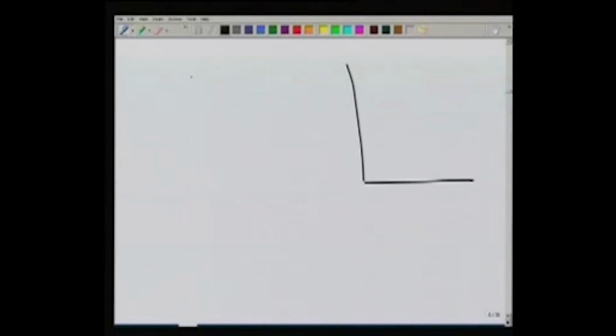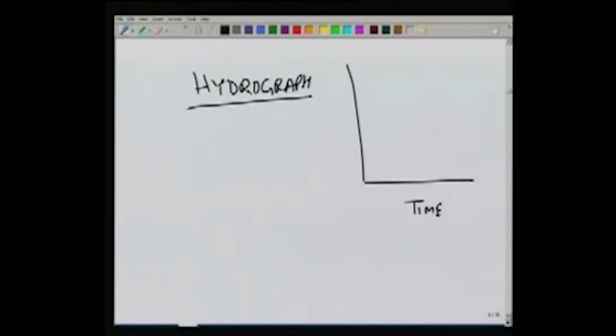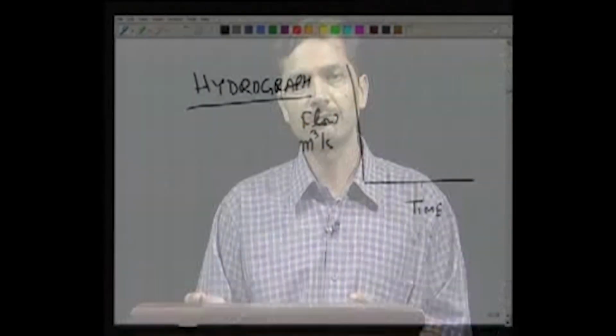Now how do we study the runoff in a river? Typically what we do is plot what is known as a hydrograph, which tells us how the flow in a river or a stream varies with time. The flow typically would be in meter cube per second. The time may be in hours, days, or even months, depending on what scale we are talking about.